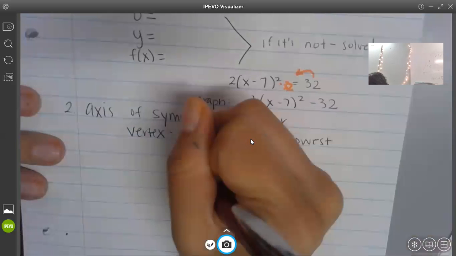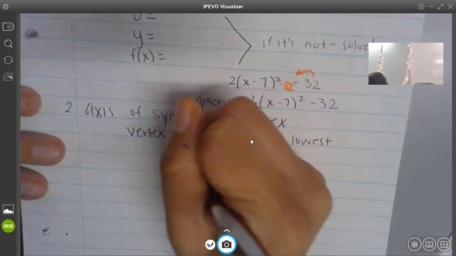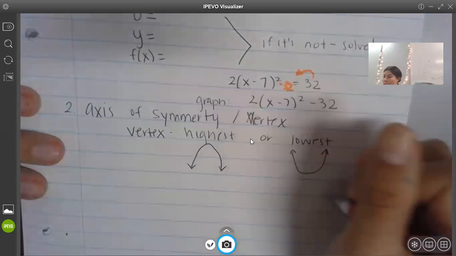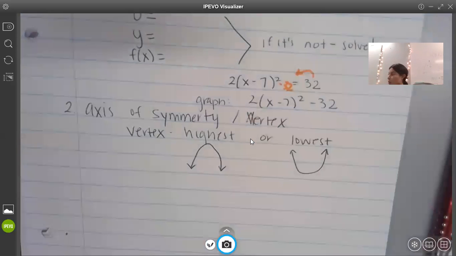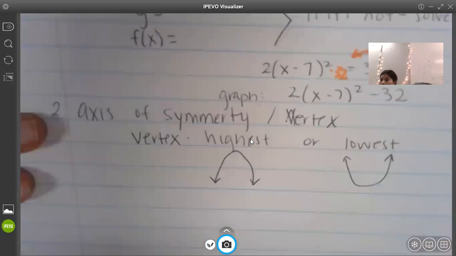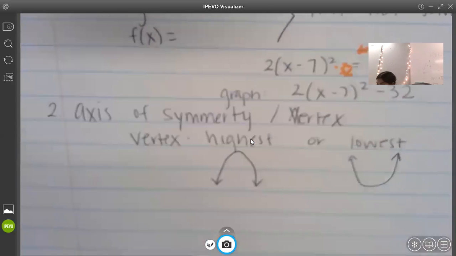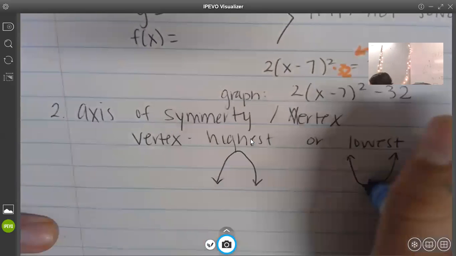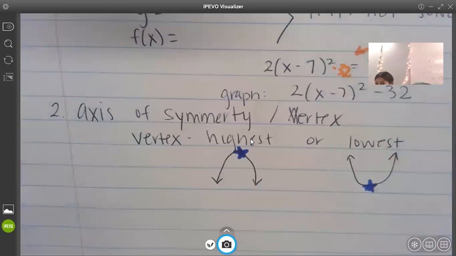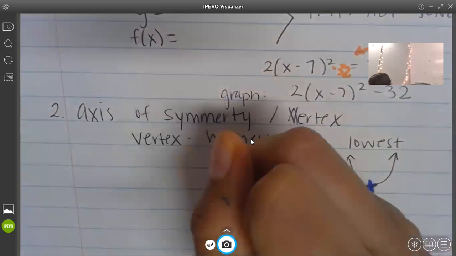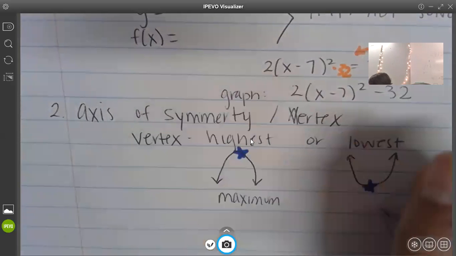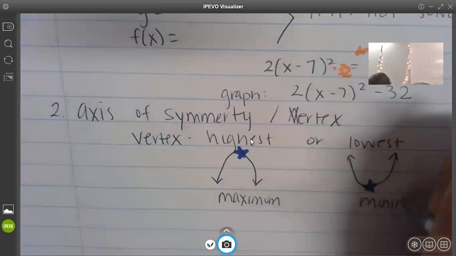If it's the highest, it's going to look like this. If it's the lowest, it's going to look like this. And I like to put a star so that you remember that for the vertex, the star is the highest or lowest point. Okay, it's the turning point. So there are my stars. This would be a maximum. The y value is the maximum. The minimum, the y value is the minimum.